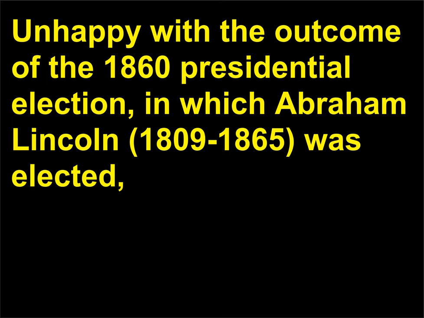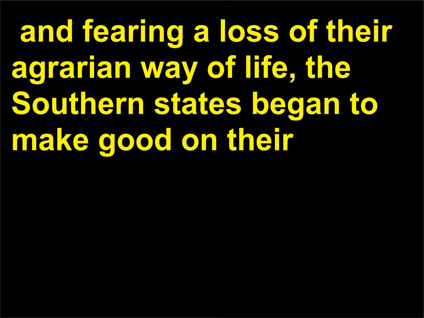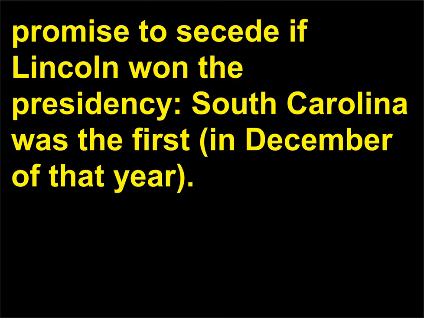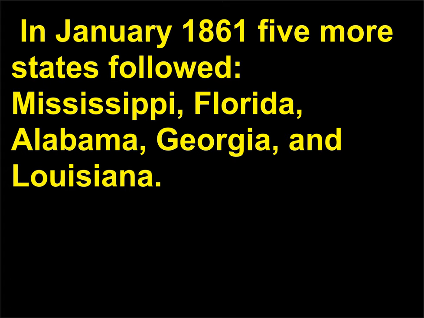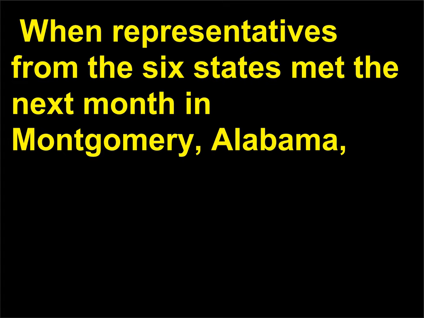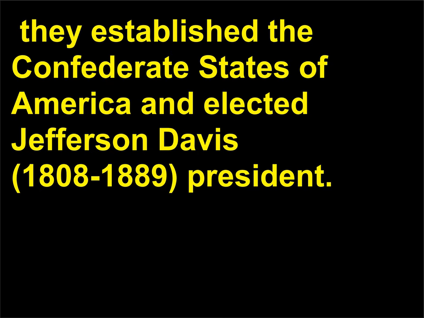Unhappy with the outcome of the 1860 presidential election, in which Abraham Lincoln, 1809-1865, was elected, and fearing a loss of their agrarian way of life, the Southern states began to make good on their promise to secede if Lincoln won the presidency. South Carolina was the first, in December of that year. In January 1861, five more states followed: Mississippi, Florida, Alabama, Georgia, and Louisiana. When representatives from the six states met the next month in Montgomery, Alabama, they established the Confederate States of America and elected Jefferson Davis, 1808-1889, president.